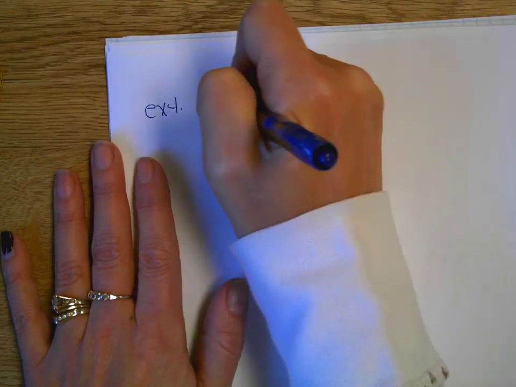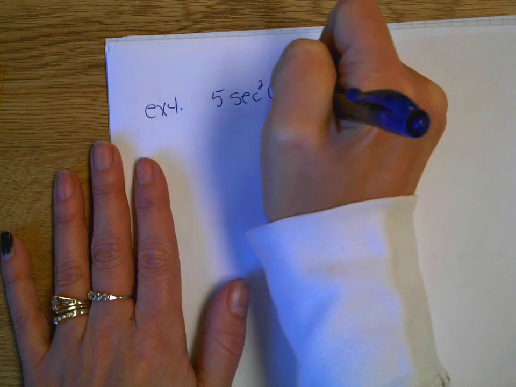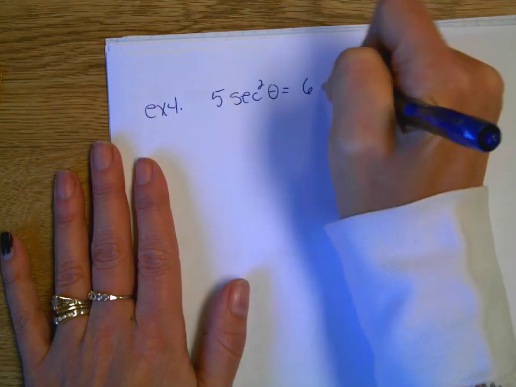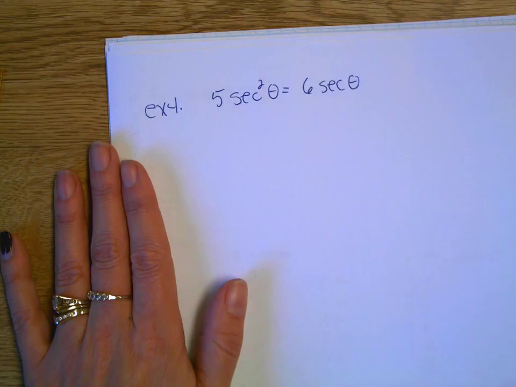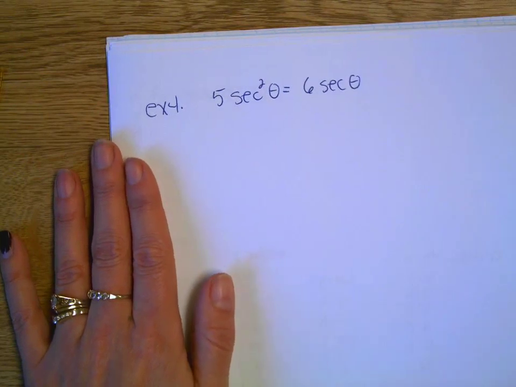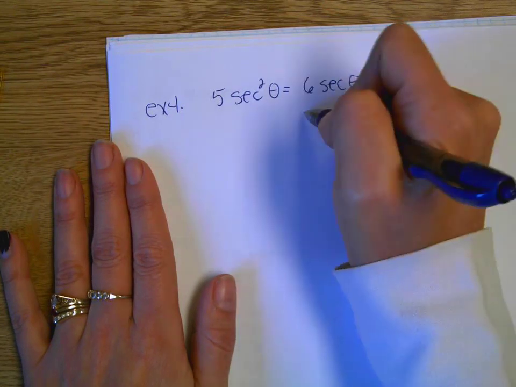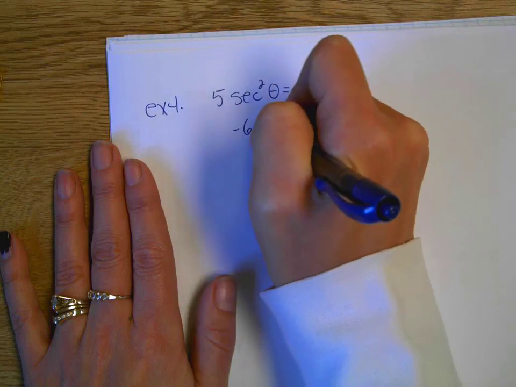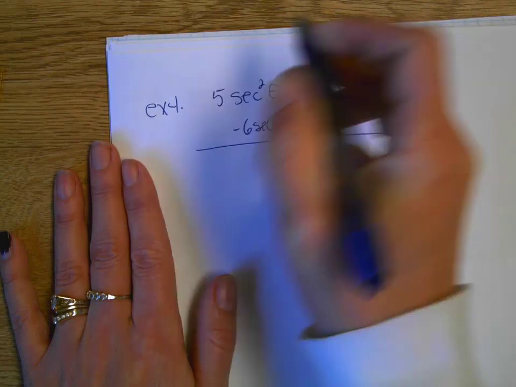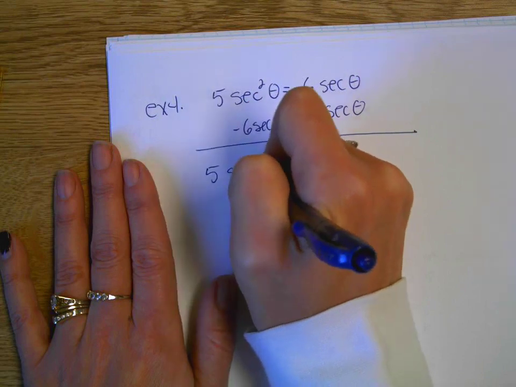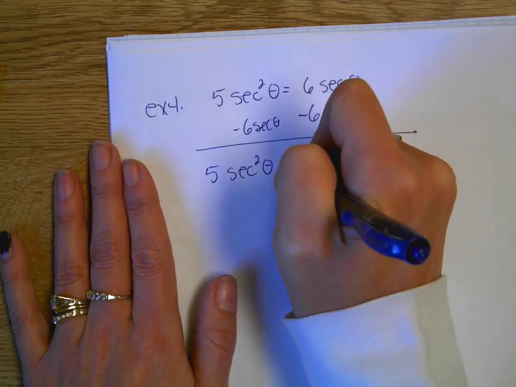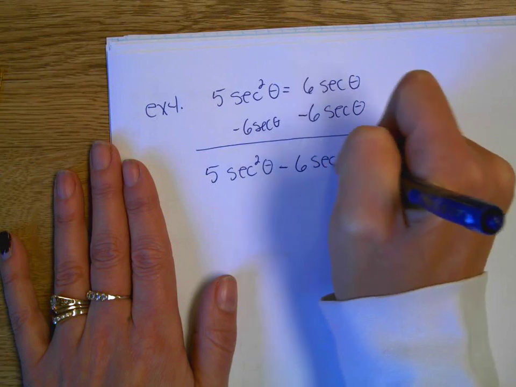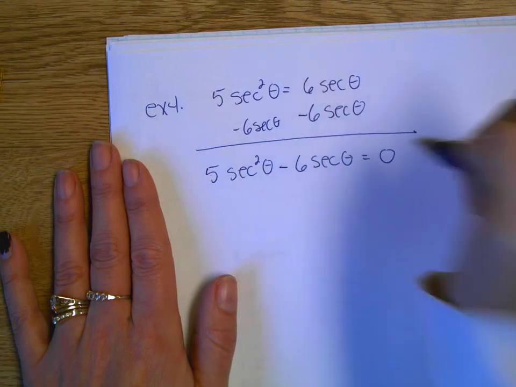Here we go. 5 secant squared equals 6 secant. Equation to my level. What would you do? Yep, let's get a 0 on the right-hand side here. So we'll subtract 6 secant theta from both sides. That leaves 5 secant squared theta minus 6 secant theta. They are not like terms because one's a squared and one's not.